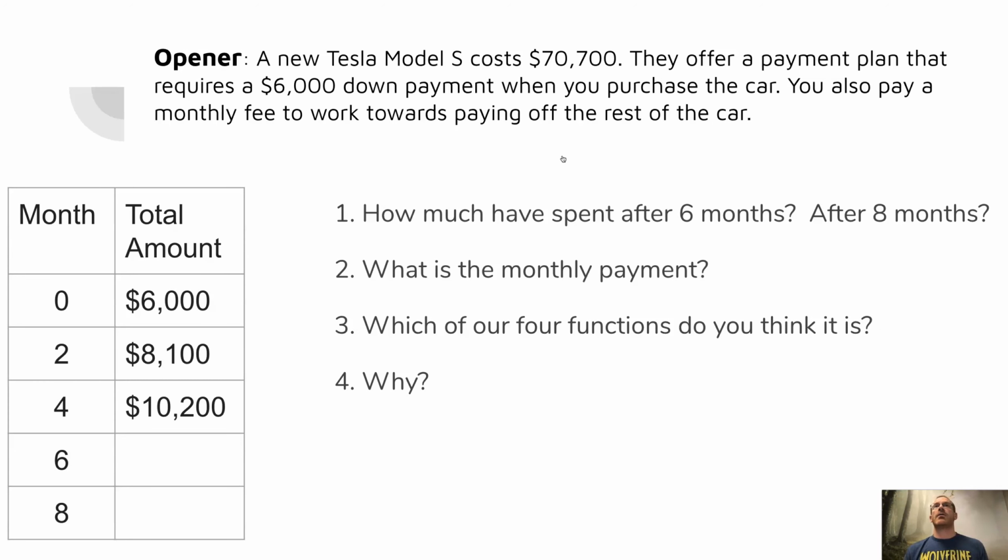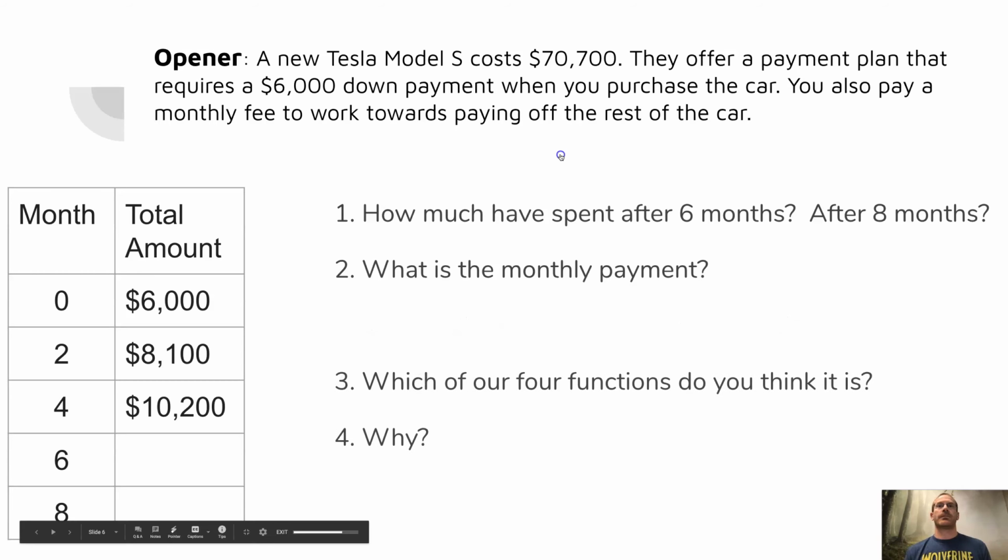All right, so now a new Tesla Model S costs $70,700. They offer a payment plan that requires a $6,000 down payment when you purchase the car. You also pay a monthly fee to work towards paying off the rest of the car. All right, so what I'd like you to do right now is go ahead and pause the video, fill out your notes, and answer those 4 questions, and then flip the video back on, and we'll see how you do.